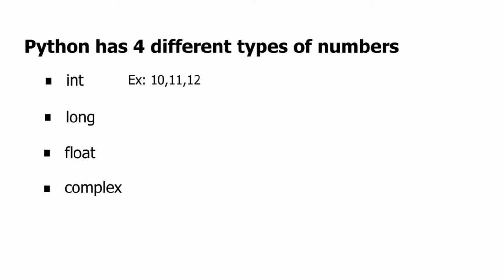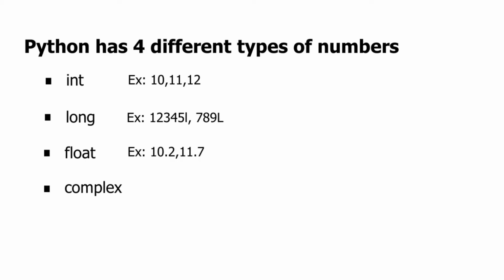And the next one is long. These are the integers of unlimited size. So these are written like integers but followed by an uppercase or lowercase letter L, like 12345L and 789L, etc. And the next one is float. These represent real numbers and are written with a decimal point, like 10.2, 11.7, etc.